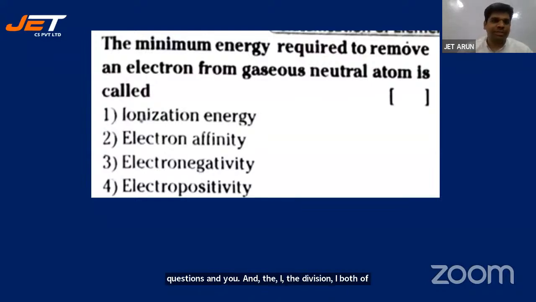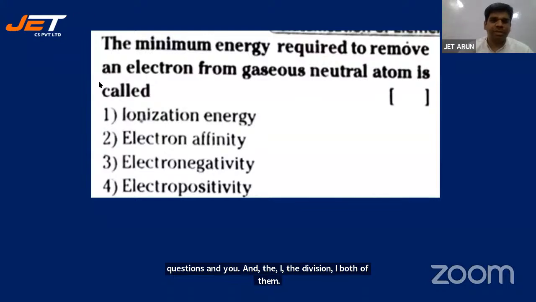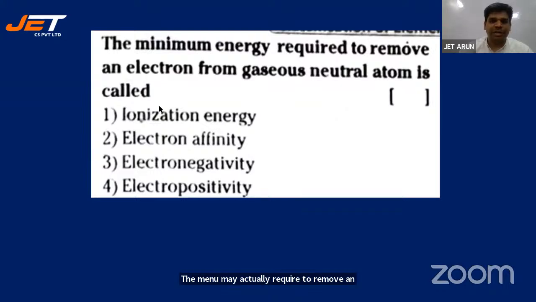Let's look at this question. The minimum energy required to remove an electron from a gaseous neutral atom is called: ionization energy, electron affinity, electronegativity, electropositivity.